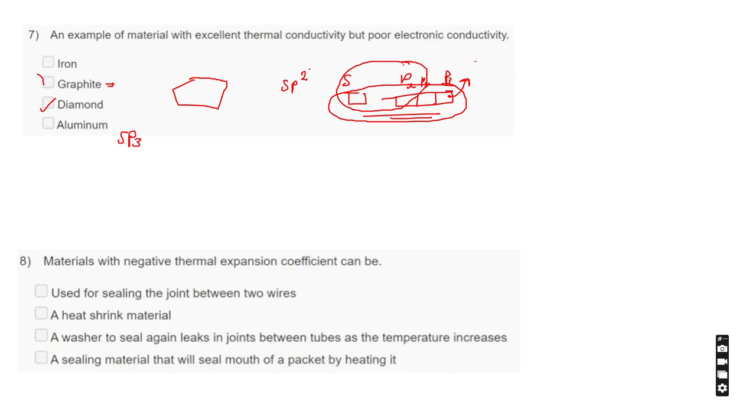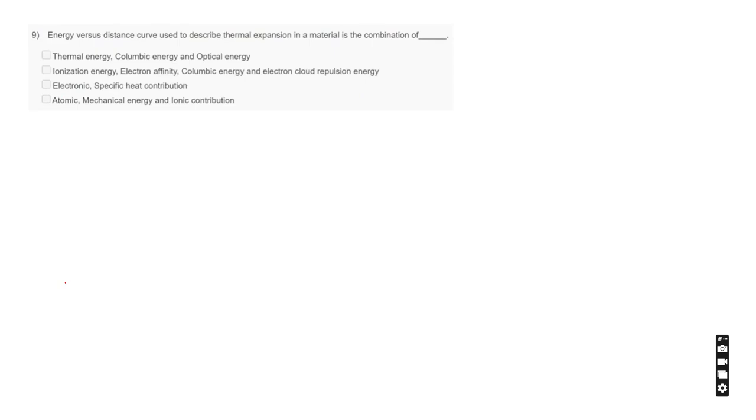A material which has a negative thermal expansion coefficient will be a heat shrink material. This one also. So these 4 and 3 answers are possible. Now what about this? Energy versus distance curve used for describing thermal expansion in a material, the combination of.